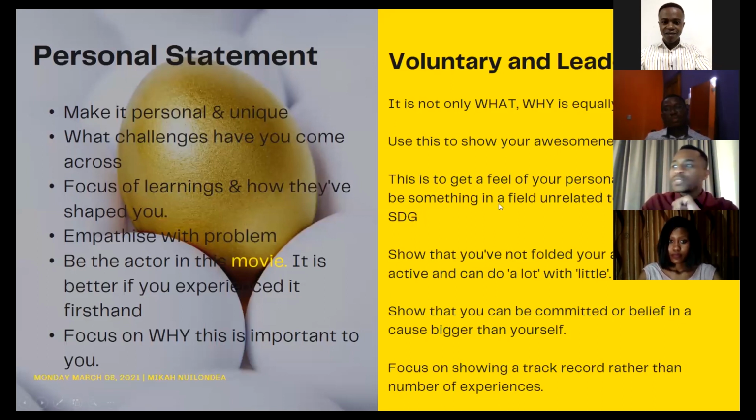So in your volunteering and leadership, this is really where you want to show how awesome you are. So use this as an opportunity to show your awesomeness.